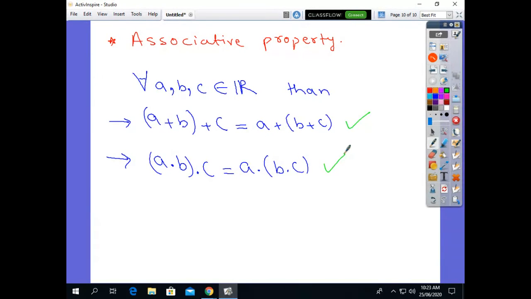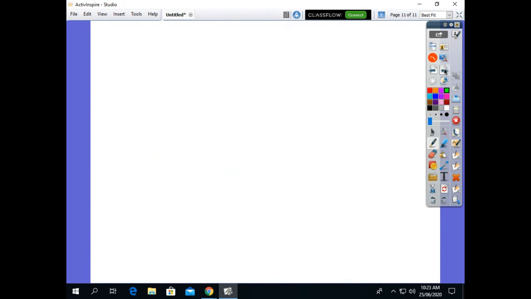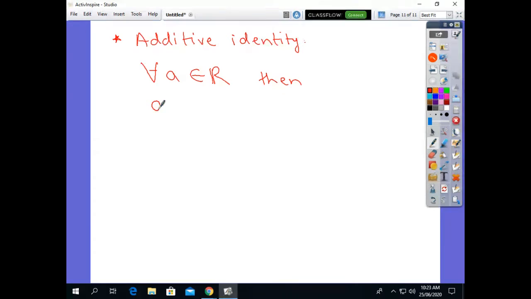The next property is additive identity, on page number 40. What is additive identity? For all A belonging to the real numbers, if some number is added with A, it becomes again A. That number is called zero. If we add zero with A, then it becomes again A. This zero is called the additive identity.